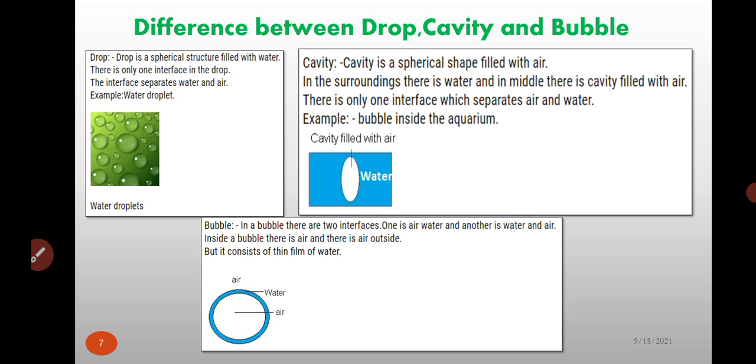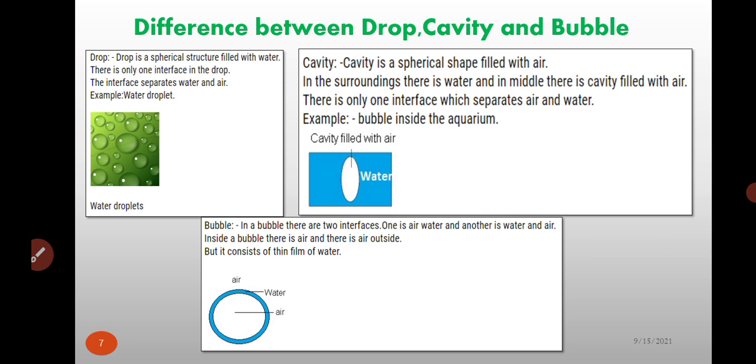Difference between drop, cavity and bubble. Now, a drop is a spherical structure filled with water. There is only one interface in the drop. The interface separates water and air. For example, a water droplet.